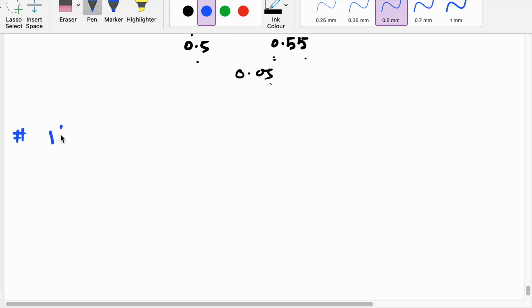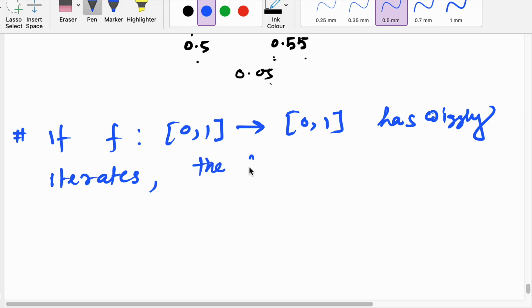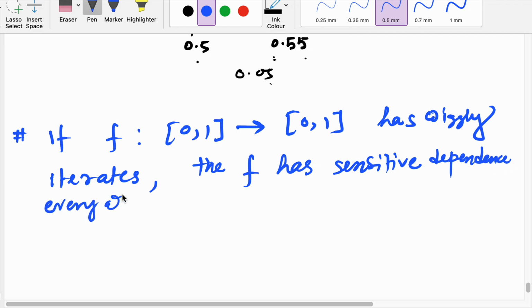So if f is a compact map, that means it maps the 0, 1 interval to 0, 1, and has wiggly iterates, then f has sensitive dependence everywhere with sensitivity constant up.